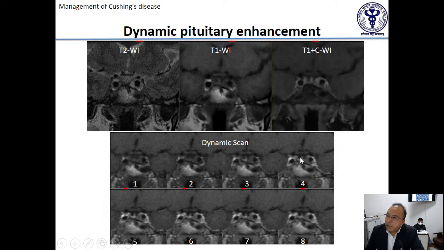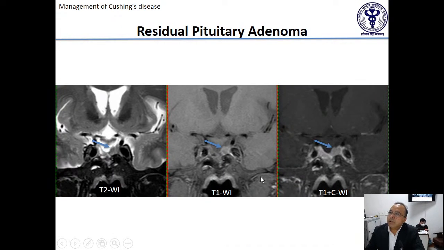So this is the pituitary macroadenoma, which is not enhancing during the early scan. But if you look at the delayed post-contrast scan, the tumor is showing enhancement now. So the dynamic scans help us to differentiate pituitary macroadenomas.